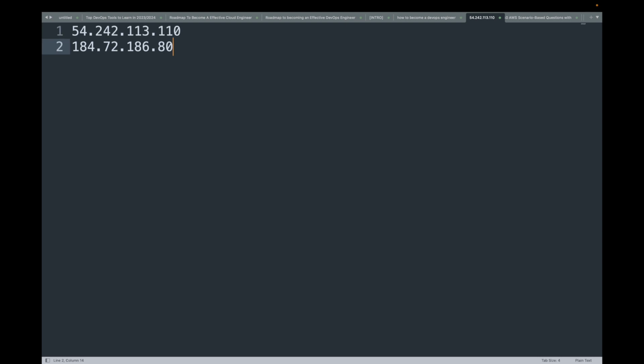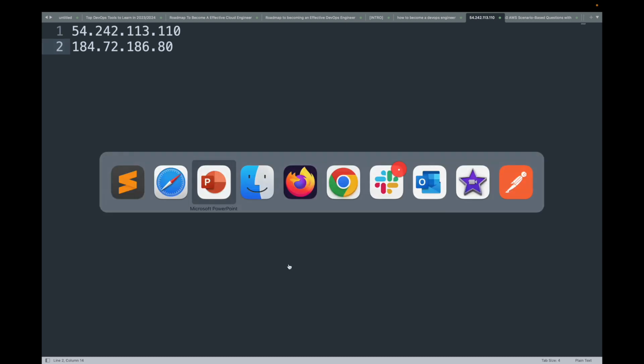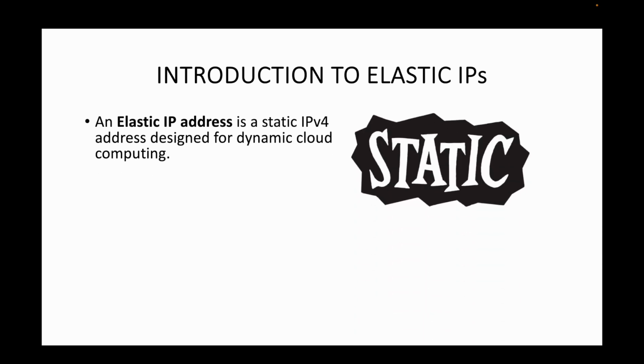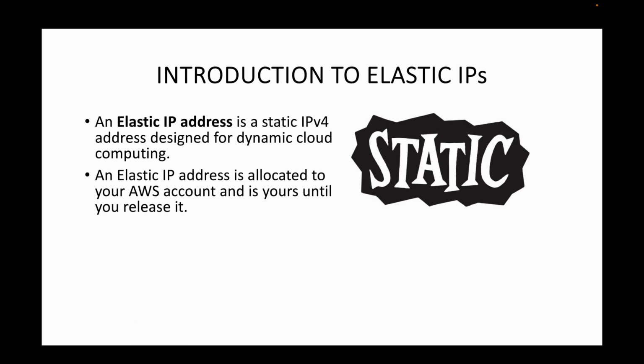Now, how do we handle this? And this is where your Elastic IPs come into the picture. An Elastic IP helps you with a static IPv4 address, which can be used for your dynamic cloud computing. So this will generate a static IP address which will never change irrespective of the state of your EC2 instance. The Elastic IP address is allocated to your AWS account, and it is yours until you release it.